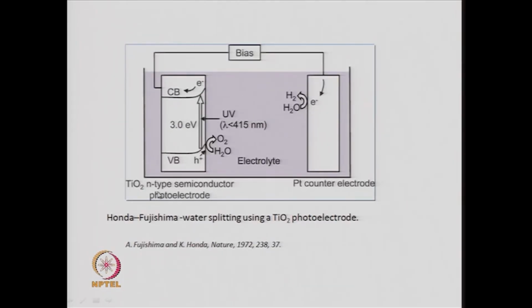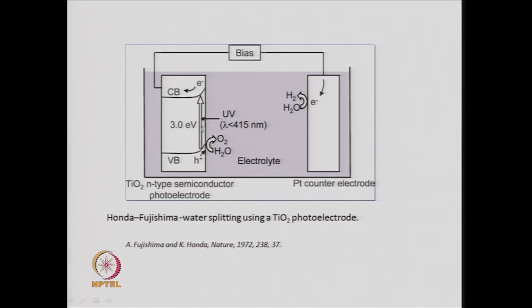So, the electrode of Fujishima and Honda. This is the work that I was referring to. It was published in Nature in 1972, and you have this electrochemical cell. So, what is there in an electrochemical cell? You normally have two electrodes. So, here also you have two electrodes.